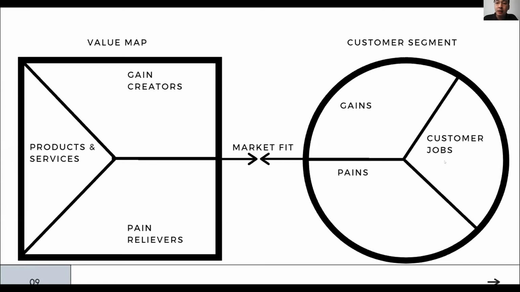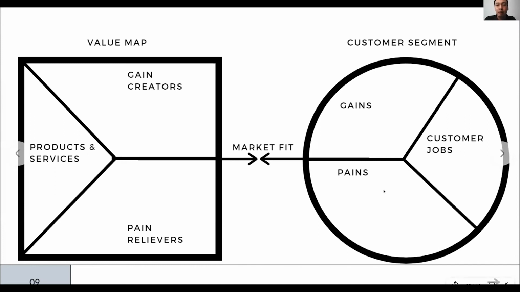Okay, so the customer job is what they want to complete. In terms of customer job, it also includes how people see them using your product, which is called the social job, and another one is the emotional job. When they are using your product and doing this job, how do they emotionally feel?